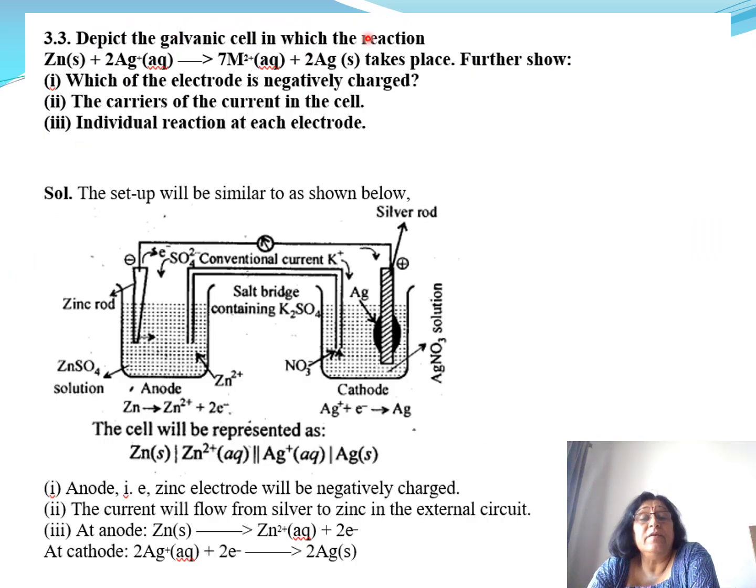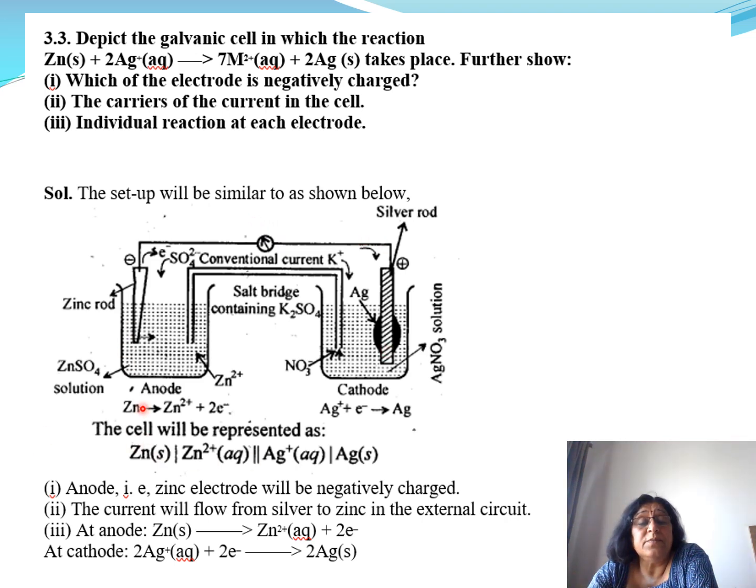Now, depict the galvanic cell in which the reaction Zn + 2Ag⁺ gives Zn²⁺ + 2Ag takes place. Further show which electrode is negatively charged, the carriers of current in the cell, and the individual reaction at each electrode. So the setup is similar to what is shown below. A zinc rod is dipped in zinc sulfate solution. A silver rod is dipped in silver nitrate solution. Both are connected by a salt bridge, and the two electrodes are connected by a voltmeter.